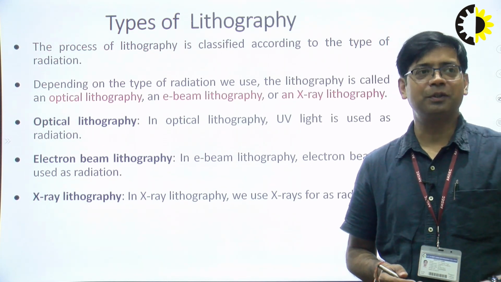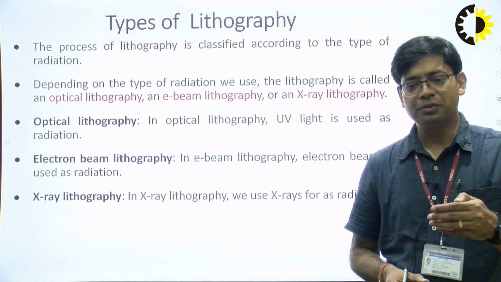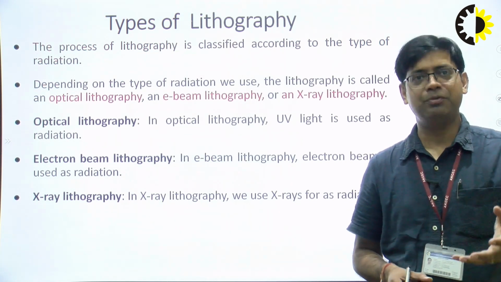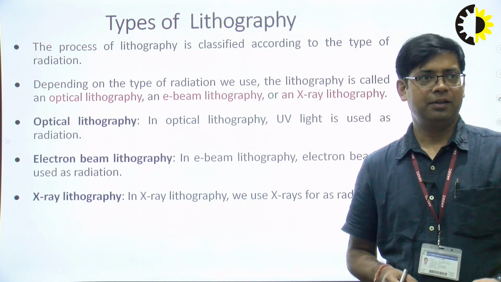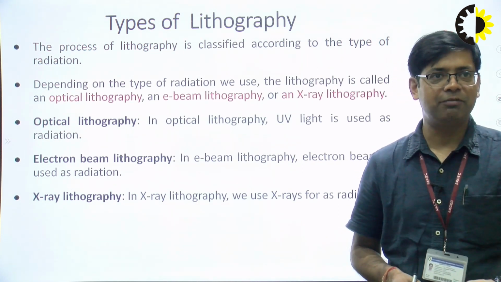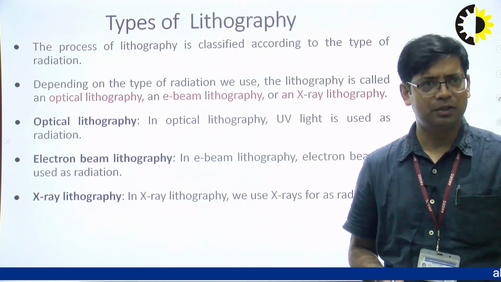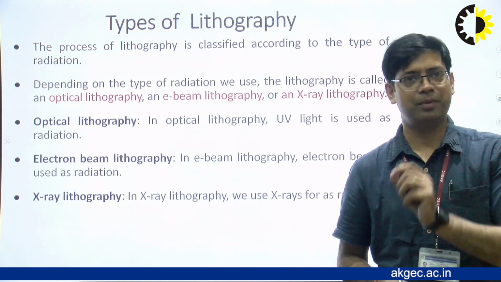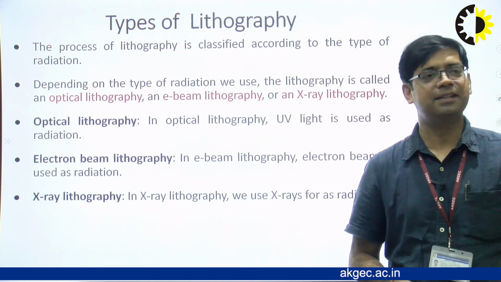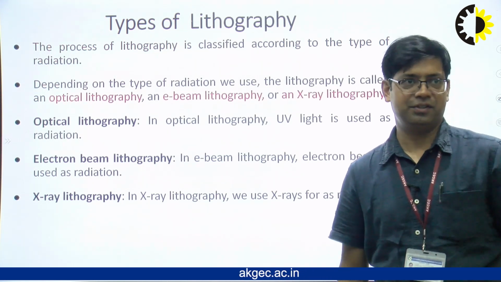Depending on the kind of radiation system we are using, we have three types of lithography. First one is optical lithography, in which ultraviolet radiations are used. Second one is electron beam lithography, in which instead of ultraviolet radiations we use an electron beam. And the third one is X-ray lithography, where X-rays are used as radiations.